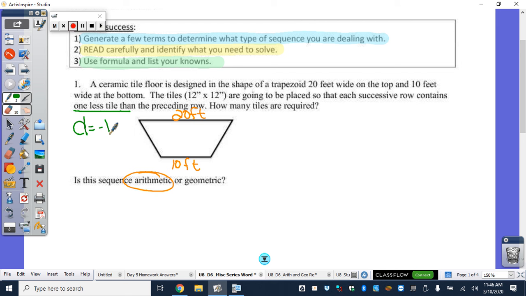So we're trying to figure out how many tiles are required. So what are we looking for here? The sum. We're looking for the total sum, taking the ones from row 1, adding it to row 2, row 3, all the way until we get to the bottom. So our sum formula, also known as your arithmetic series formula, is what we need to end up using here.